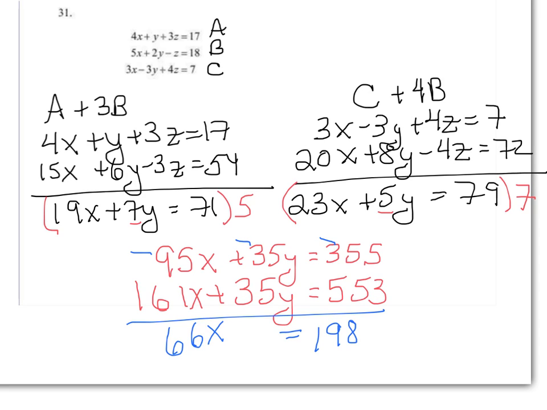So let's see, 198 divided by 66 is 3. So x is 3. I'm going to choose this equation to plug that back into. 19 times 3 is 57.